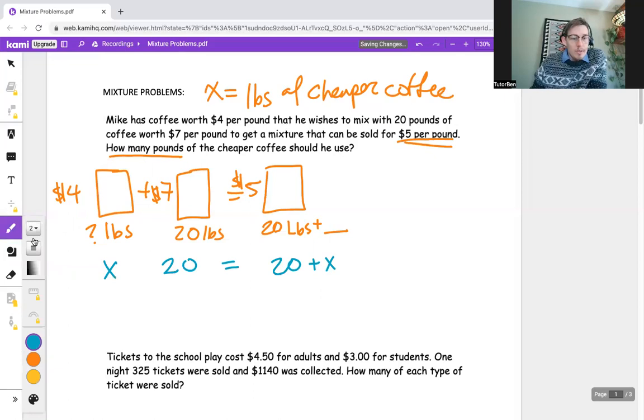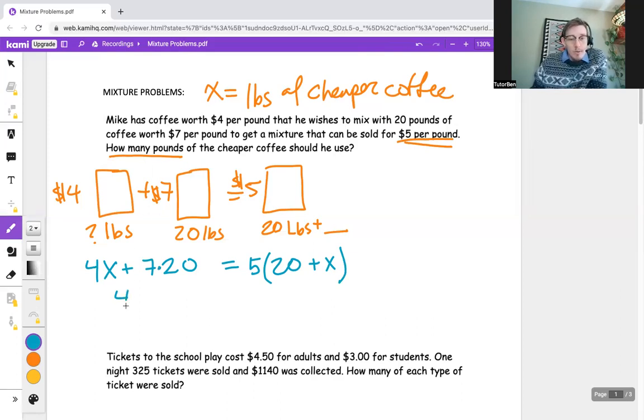To get the price of the $4, like how much value of the $4 blend we're using, I just have to multiply this by 4. So $4 times the number of pounds plus $7 times the number of pounds is equal to the total pounds times $5 per pound. This works out well for me because I just have one equation and one variable, and I can just solve this out.